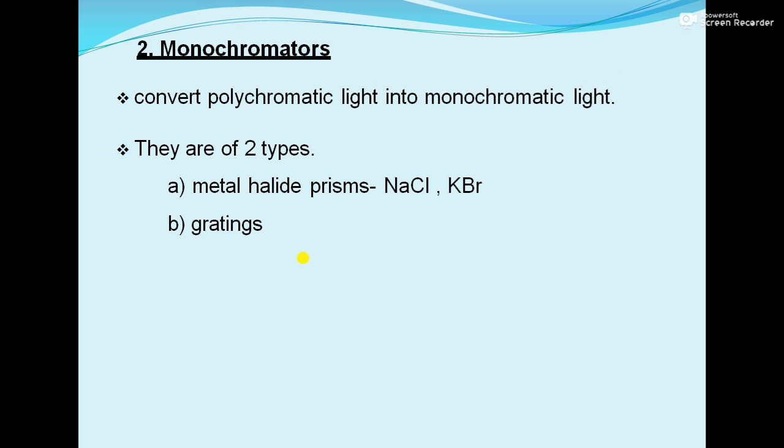Then the second is the monochromator. Prism or grating are used as monochromators. They are used to select the desired radiation frequency. Prisms are normally made up of metal halides like sodium chloride and potassium bromide. So why are these prisms made up of metal halides? The reason is that IR radiations are not absorbed by these metal halides. So that's why the prism can be made from sodium chloride and potassium bromide.